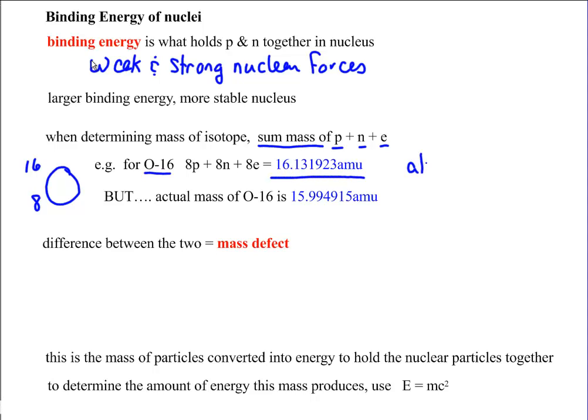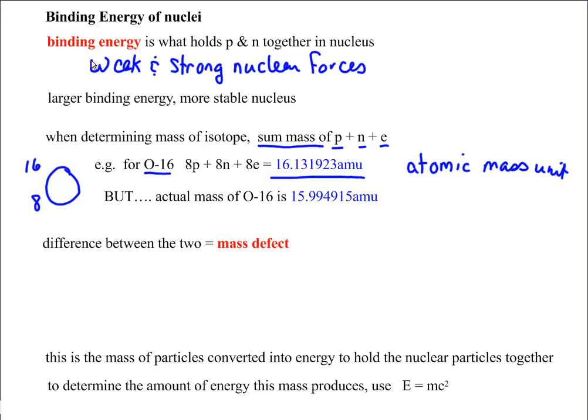AMU is atomic mass unit, and that unit is used because we're dealing with one atom. And if we were dealing with grams or kilograms, we'd have an exponent of either negative 27 or negative 31. So it's really tiny. So AMUs make more sense. Also, if this number is converted into moles, again, back to chemistry, it is the same in AMUs as it would be in grams per 1 mole of this isotope.